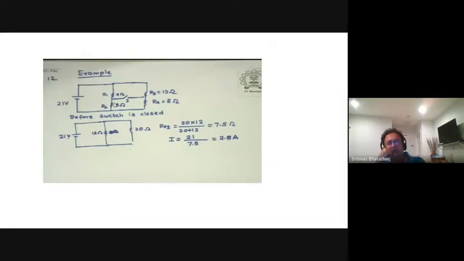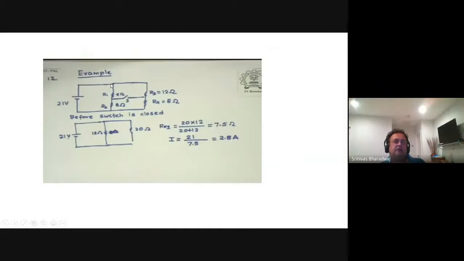So 3 and 4, so the effective resistance will become 7 when you turn the switch on. What is the effective current? It will become 3 amperes, 21 divided by 7, right? So 3 amperes, and then you can see how each of the branches will break up, and how the voltages will break down.